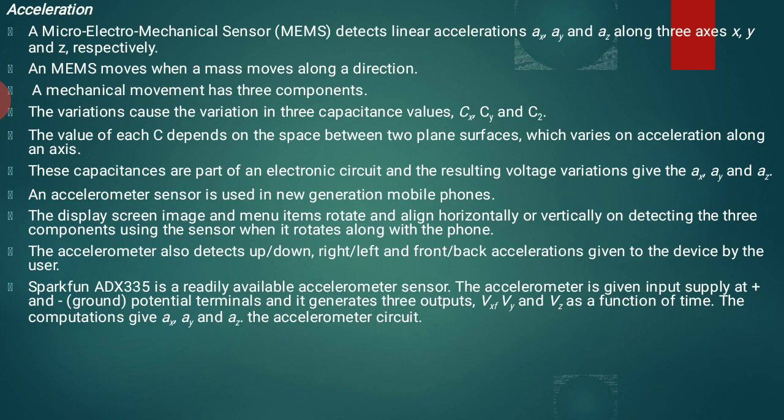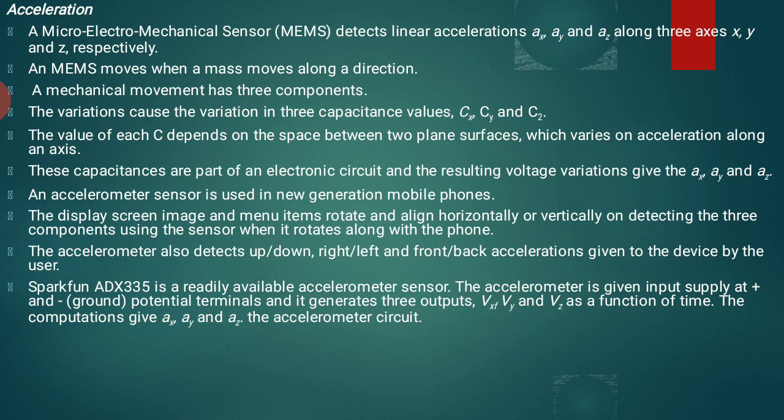If we want to align our menu, whatever icon is appearing on your screen, and you want to change the direction of the screen, then that direction will depend upon these 3 linear accelerations, that is AX, AY and AZ. So it is used in your smartphone technologies.